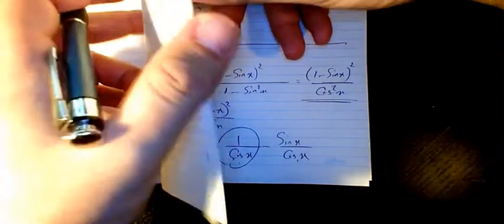Let me solve it using another method. So I will write it again. We have (secant x minus tangent x) squared equals 1 minus sine x divided by 1 plus sine x. Now let's see how to solve it from the left hand side, for example.